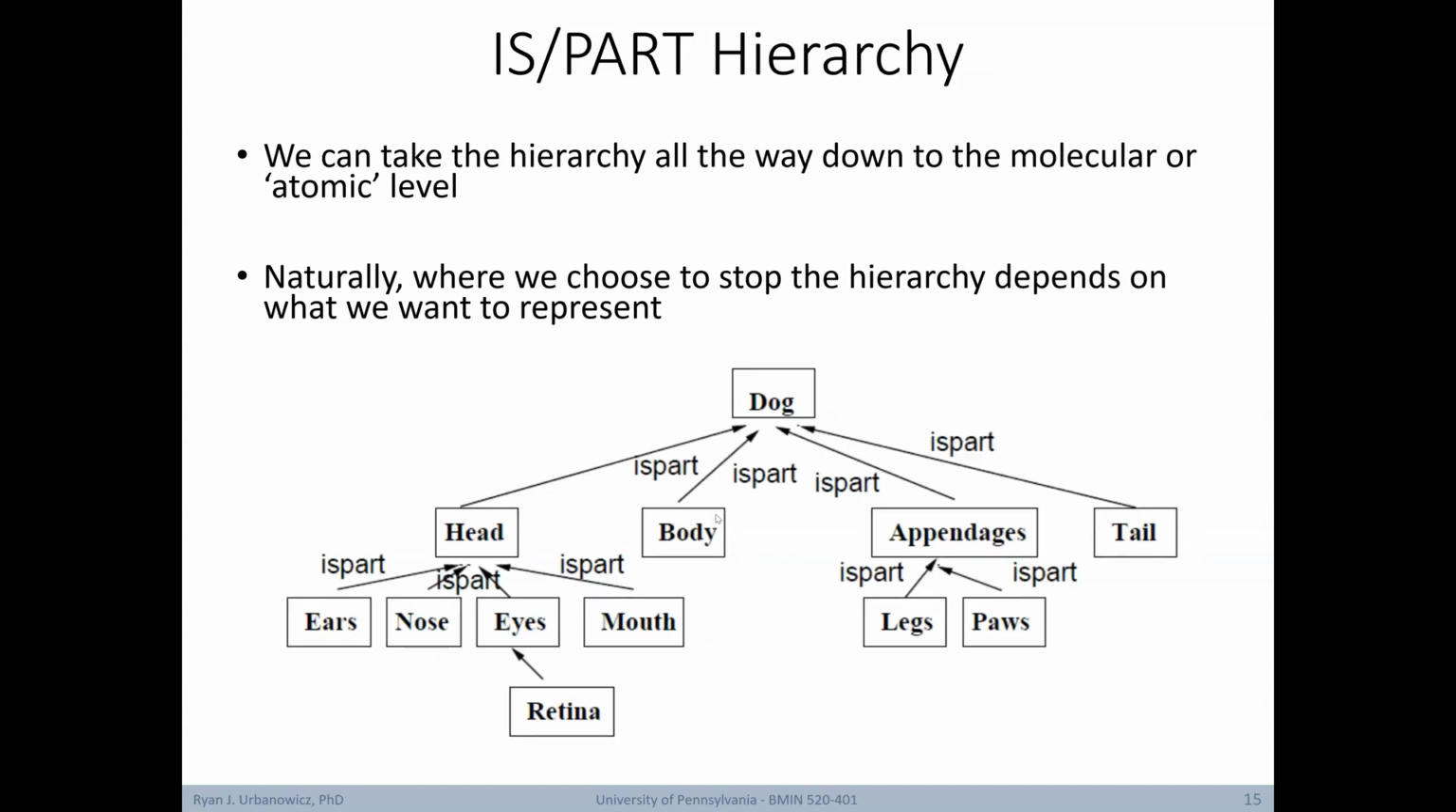Here's an example of an is-part hierarchy. In this case, we're trying to represent anatomical groupings. So here we have dog at the top, and all these items below it in the tree are a slightly more specific part of the dog, such as the head, the body, appendages, and tail. Any of these could be further subdivided if needed. For instance, head has the parts ears, nose, eyes, and mouth.